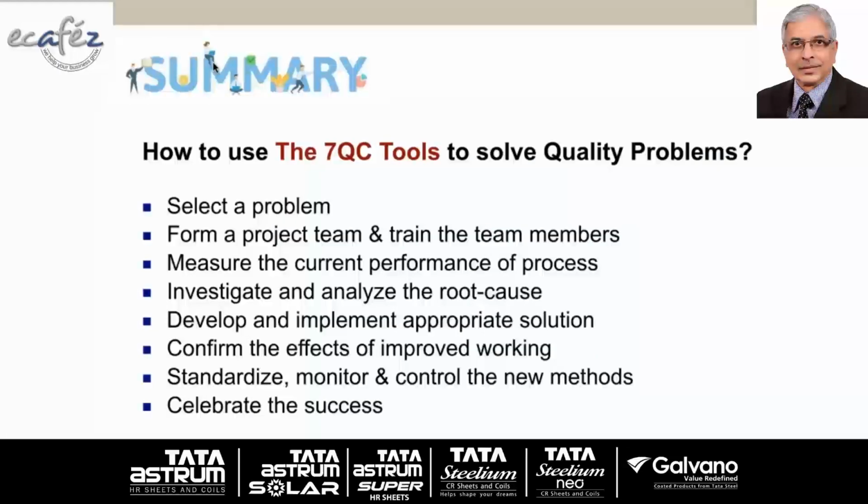Now I'm just summarizing how to use the 7 QC tools to solve quality problems. First, select a problem. Form a project team and train the team members on the 7 QC tools. Measure the current performance of the process. This becomes your baseline performance. Investigate and analyze the root cause of the problems. Develop and improve. Implement an appropriate solution.